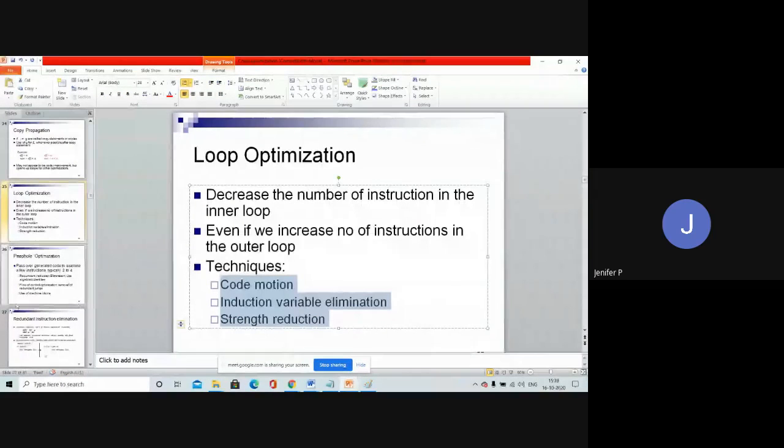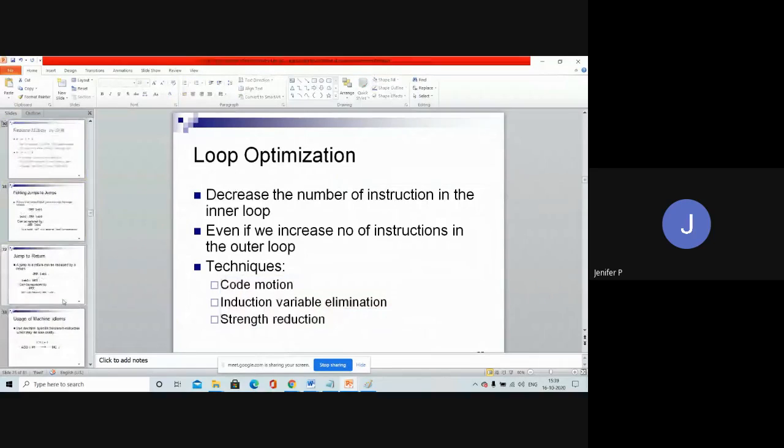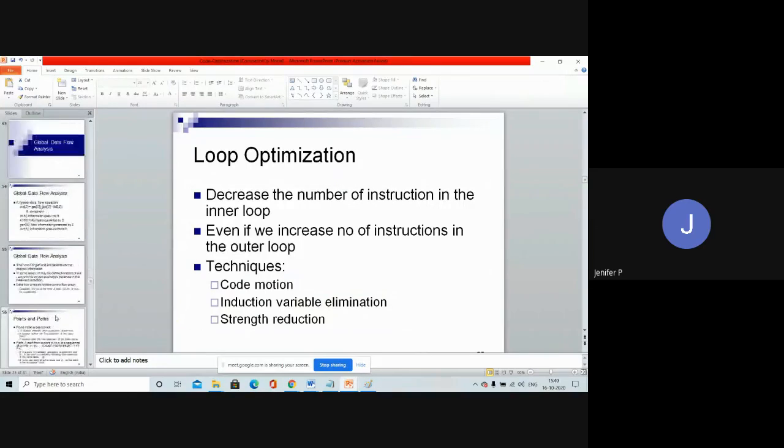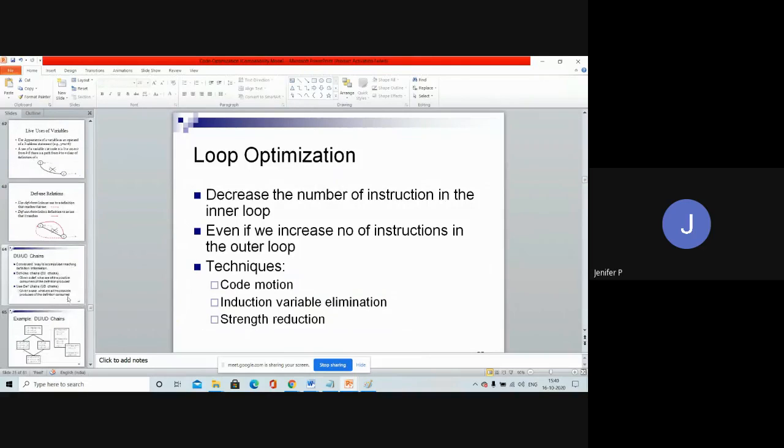Kindly wait. I'll show you the UD chain and DU chain. UD chain, DU chain. Kindly wait. Data flow analysis.